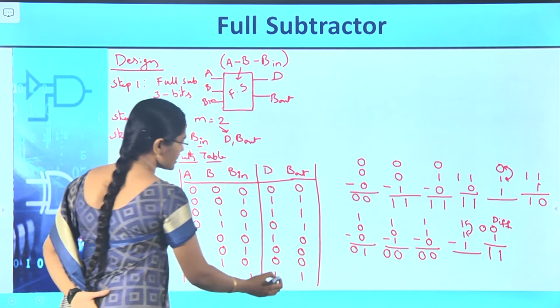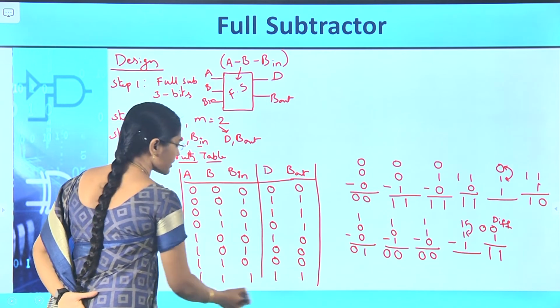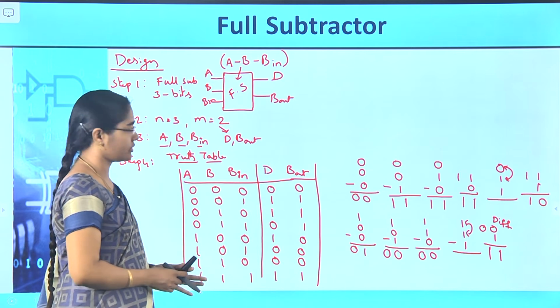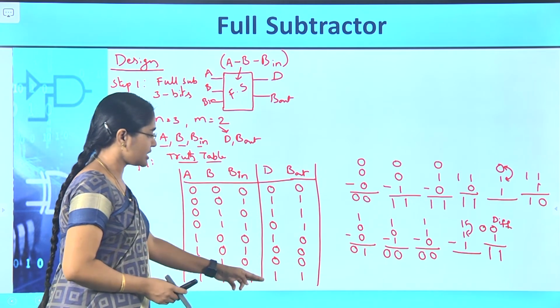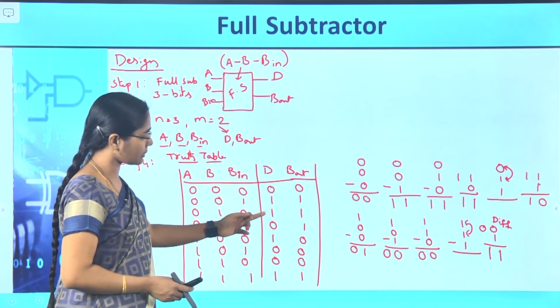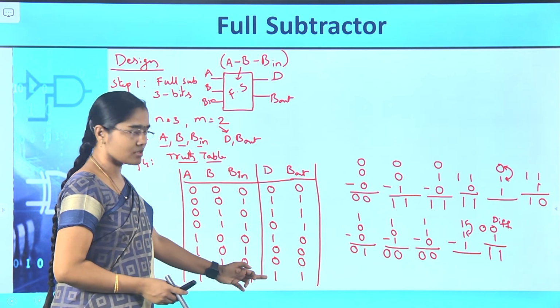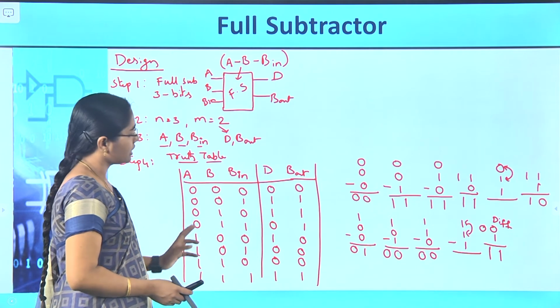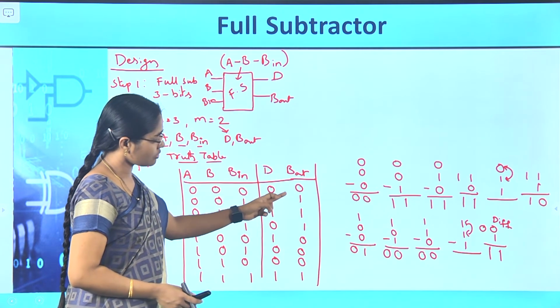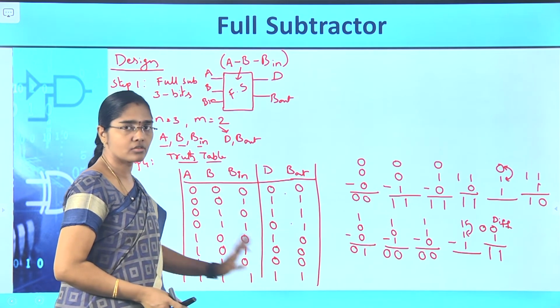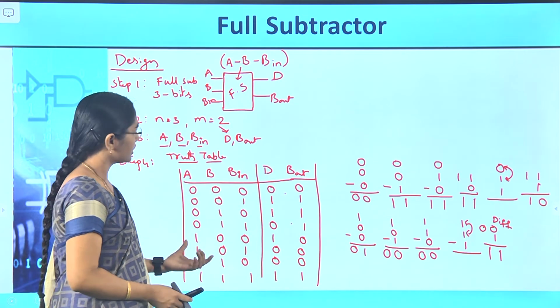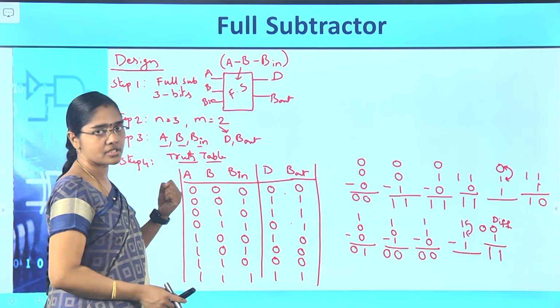Okay. So this is the truth table representation of full subtractor. Difference bits are coming as 0, 1, 1, 0, 1, 0, 0, 1 for all the combinations of 0 to 7. And borrow out are as 0, 1, 1, 1, 0, 0, 0, 1 for all 8 combinations. Okay. So this is truth table representation.